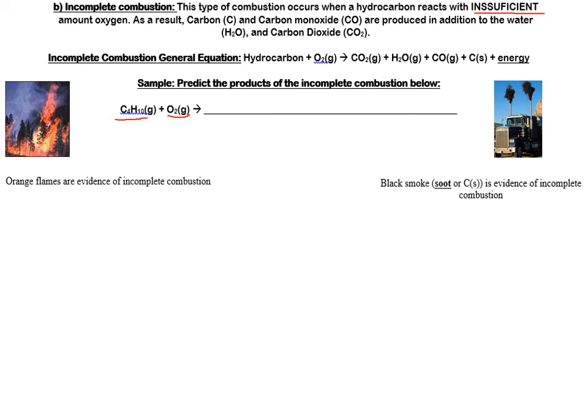Usually with incomplete combustions, you'll see the orange flames rather than the blue flames. And you'll often see this black substance that forms, this black powder. That's called soot. That's some of the carbon that's actually produced. It's more of a dirty burn, we say, because of that black soot that's produced. So in the case of an incomplete combustion, you still have CO2 produced, just like you had in complete combustion. CO2 gas. You have some water produced still, H2O gas.